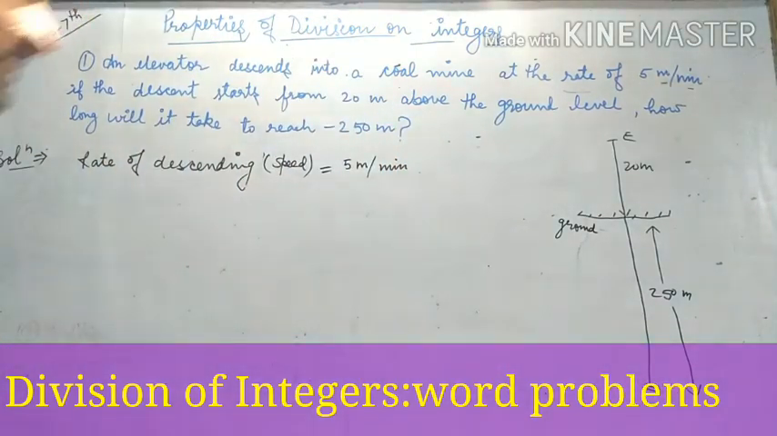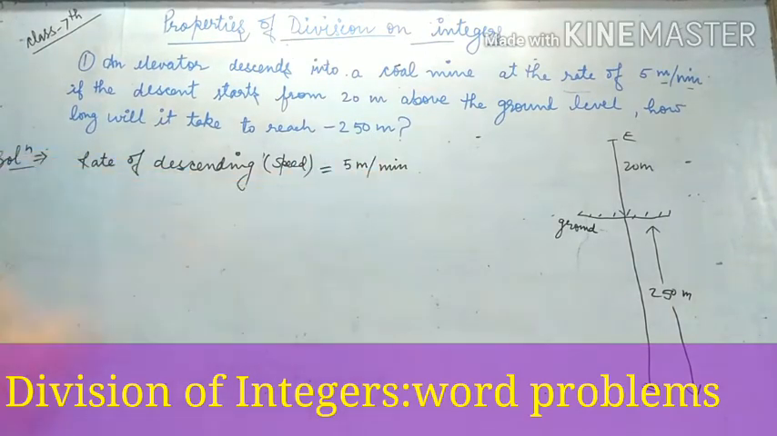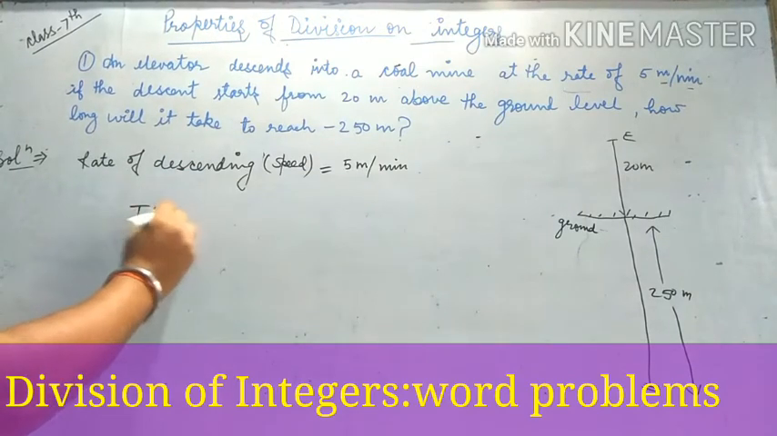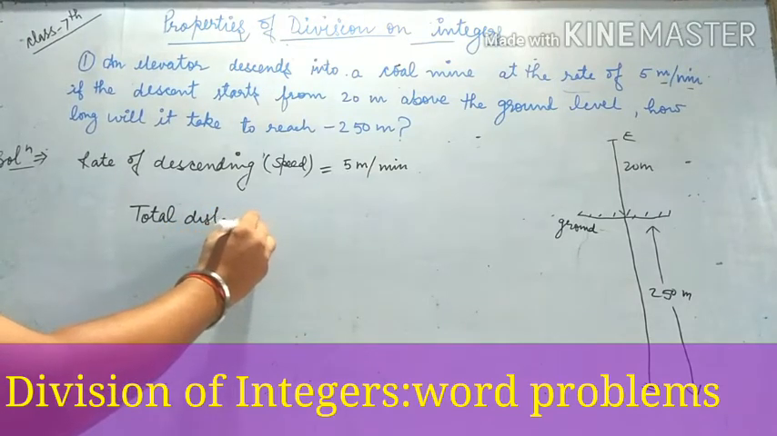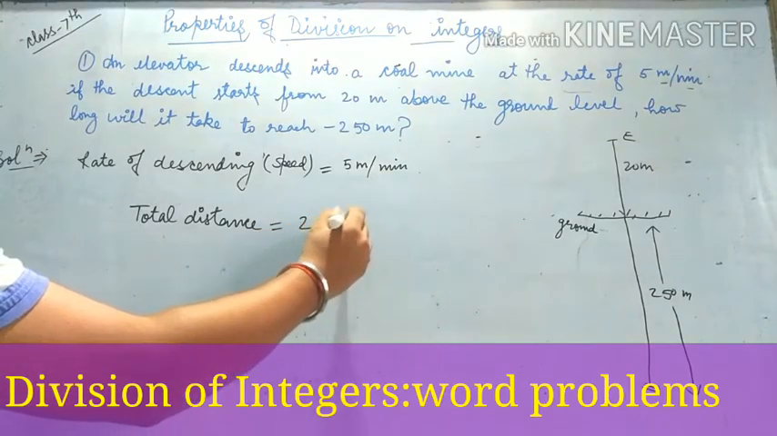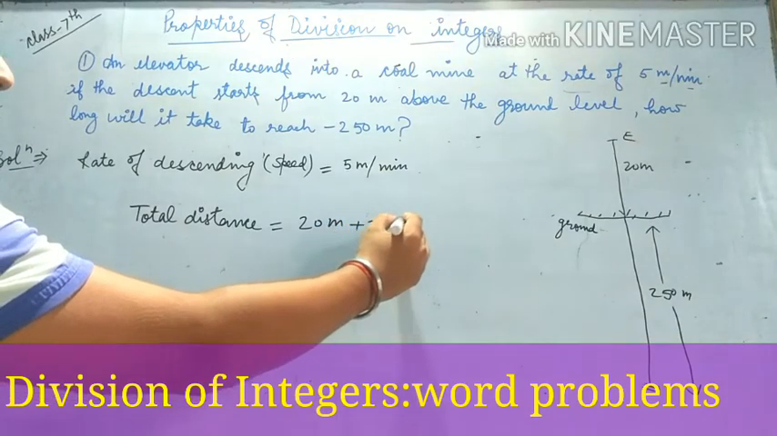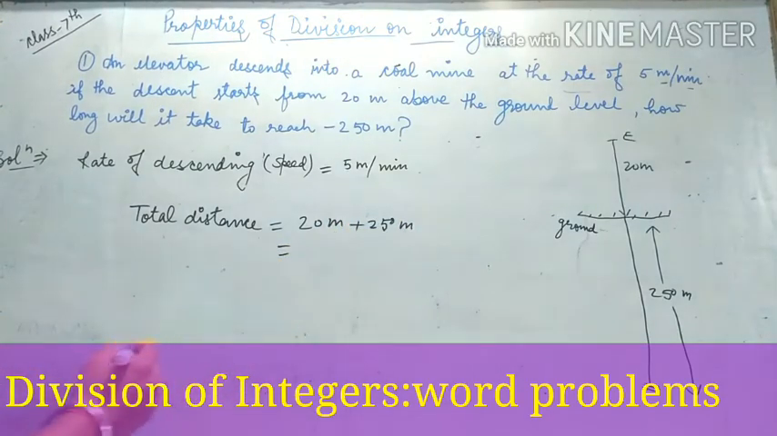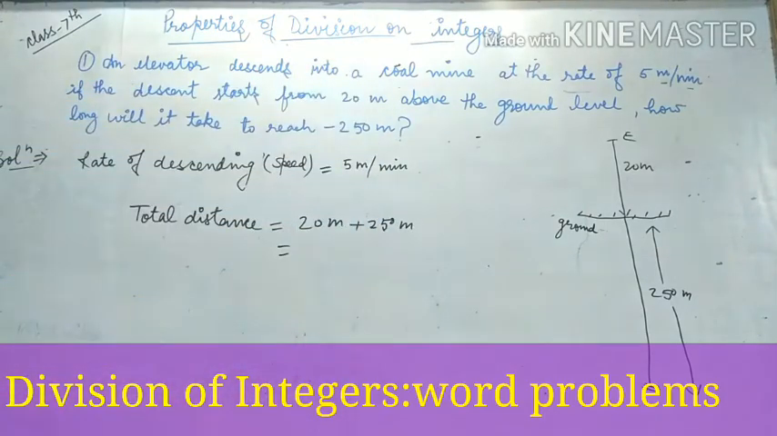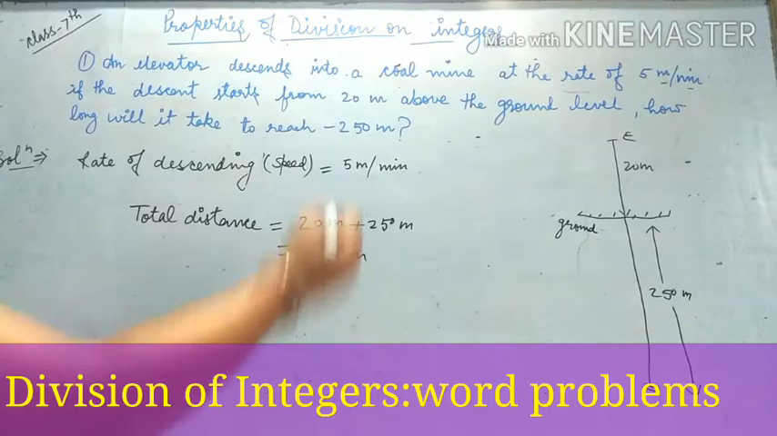Understand? So now I'm solving for you. Rate of descending means speed equals 5 meters per minute. Total distance is equal to 20 meters above the surface and 250 meters below the surface. Minus sign only shows that the distance is downside below the ground. Okay. So the total distance is 270 meters.